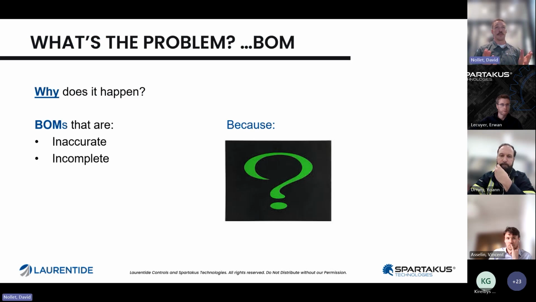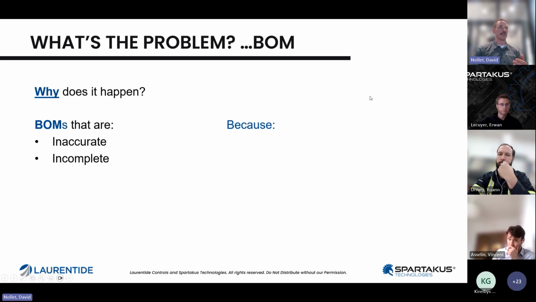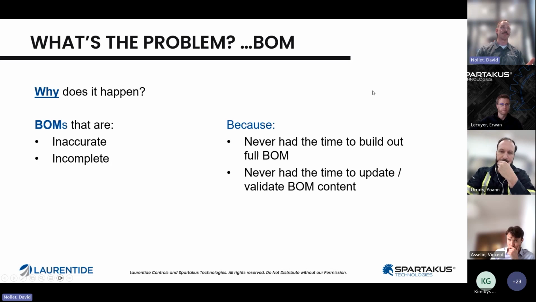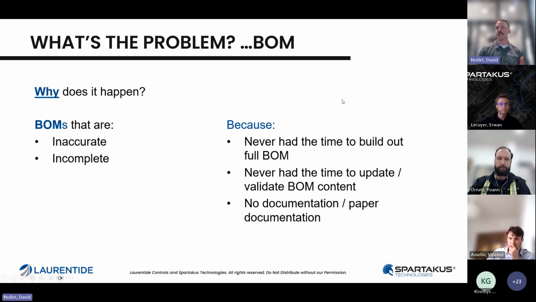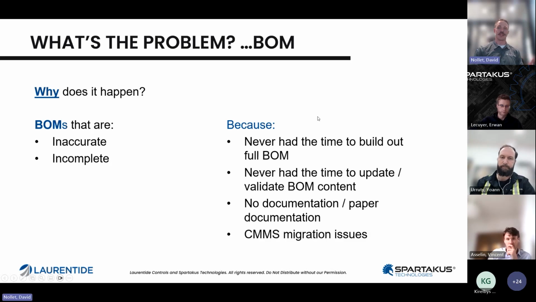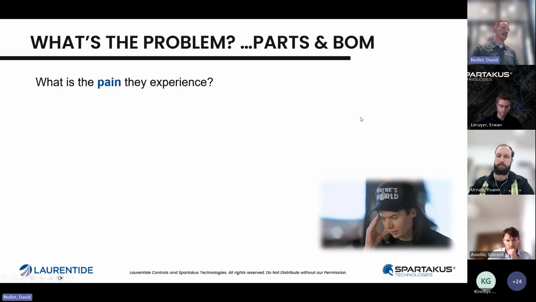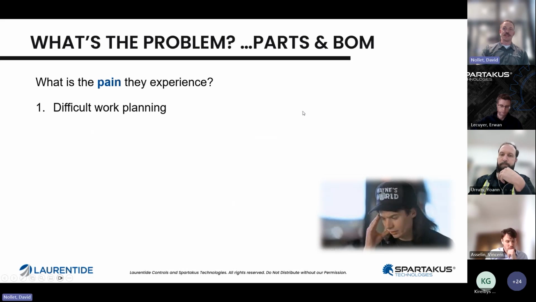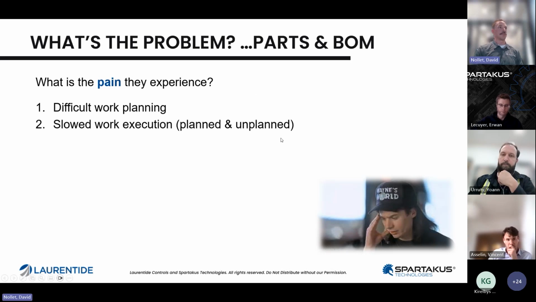All right, so moving on to bill of material. That is going to be inaccurate, incomplete, because we never had time. We never had time to update it. We never had, say, documentation. So those are generally going to be the reasons that we don't have it. Again, CMMS migration can be an issue again. So the pain for parts and BOM is trying to plan work. I don't have the right parts on the bill of material. I don't have accurate bills of material. My work execution is going to be slowed down.